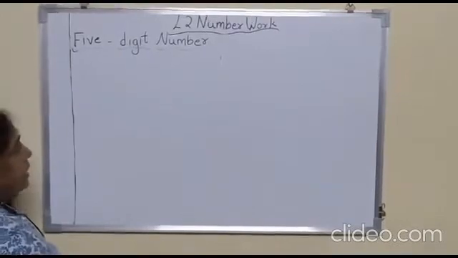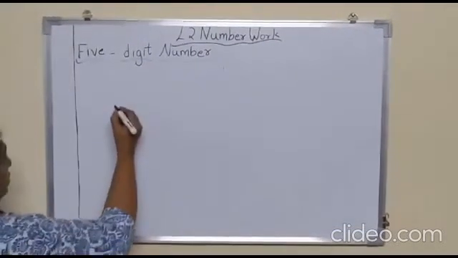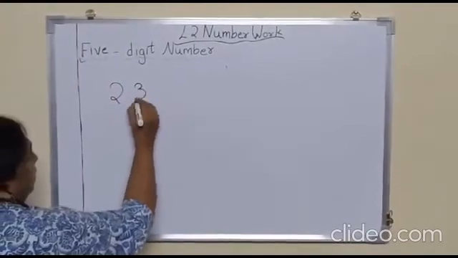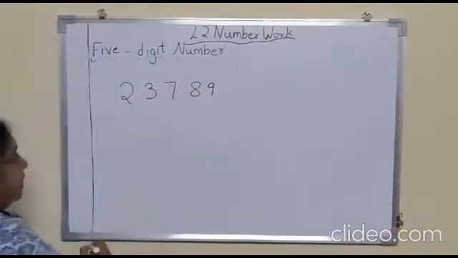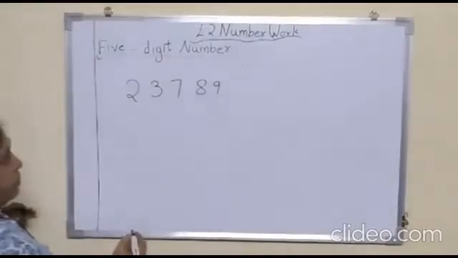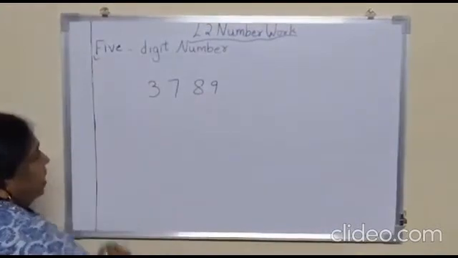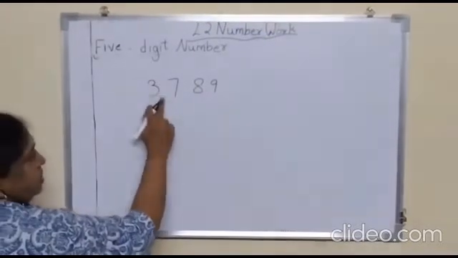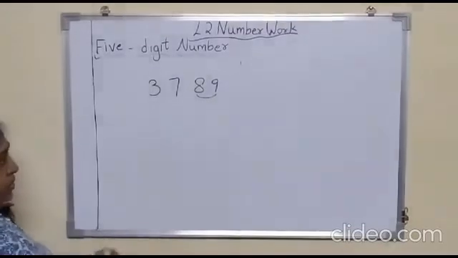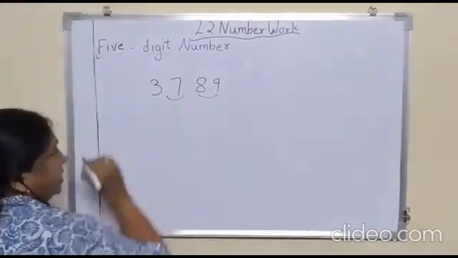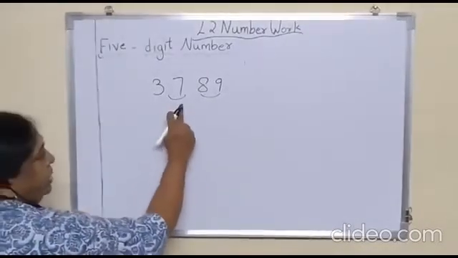Now children, let us see how to read and write this five-digit number. Suppose you are having the number 2, 3, 7, 8, 9. Now you know that when we read the number, suppose you are not having this 2 and you are having only 3, 7, 8, 9. How do we read it? 3,789. These two numbers, 89, are read together. This number is read single. And then 3, like 3,789.